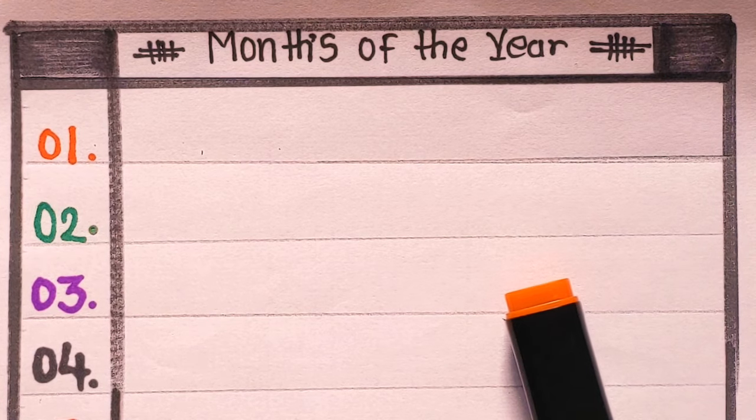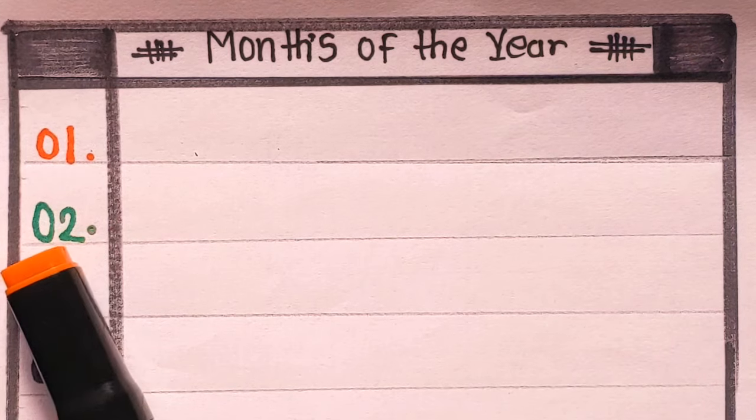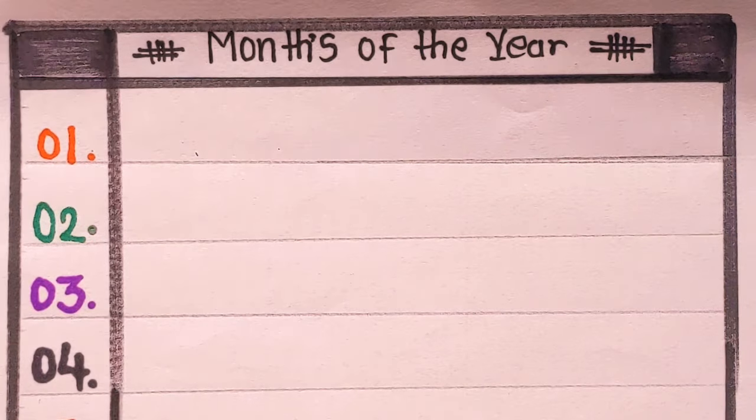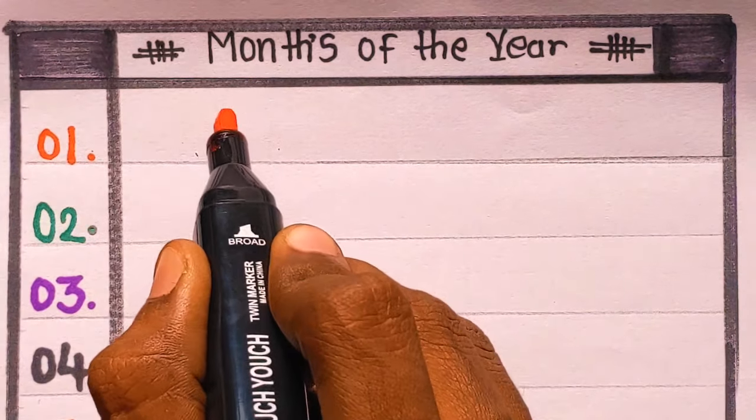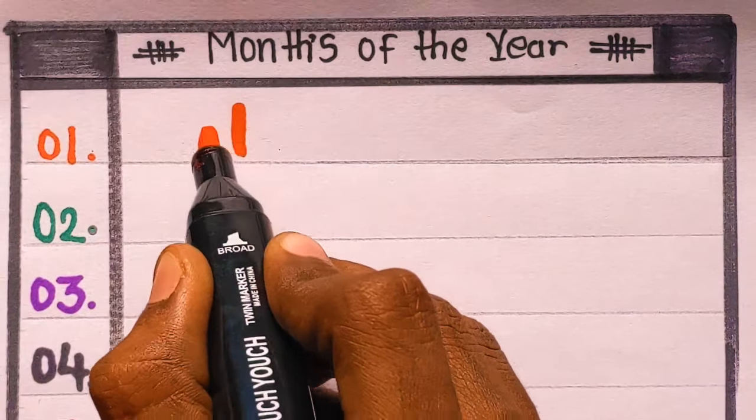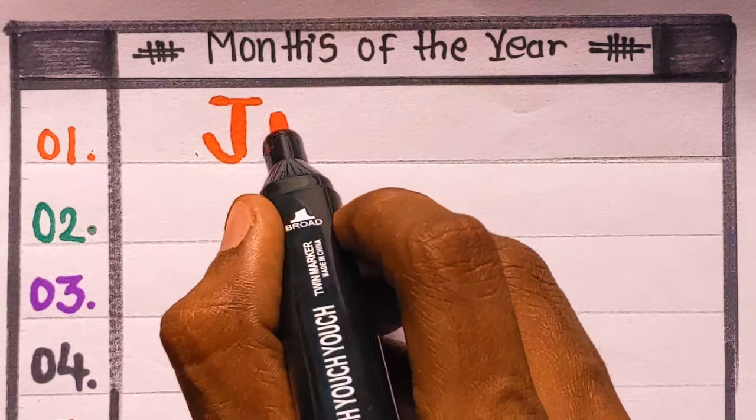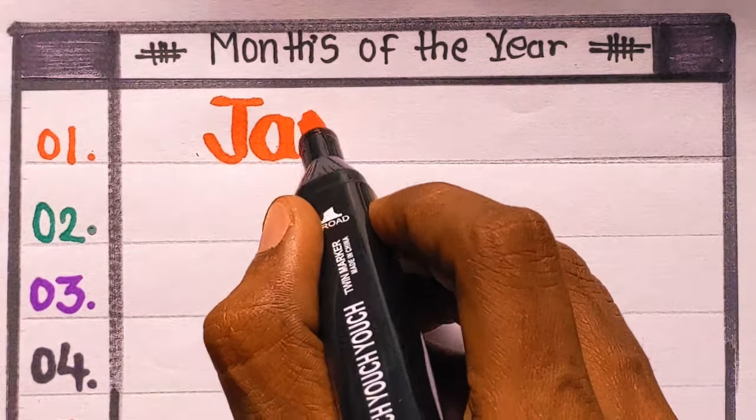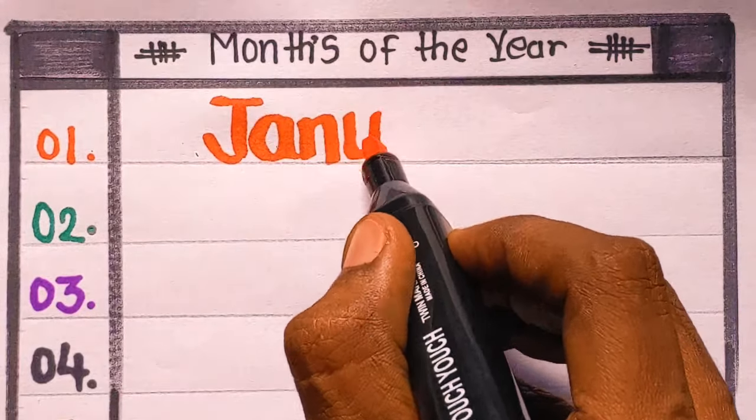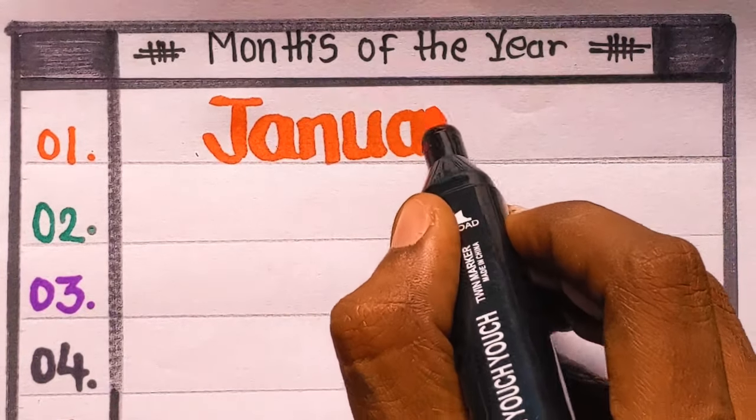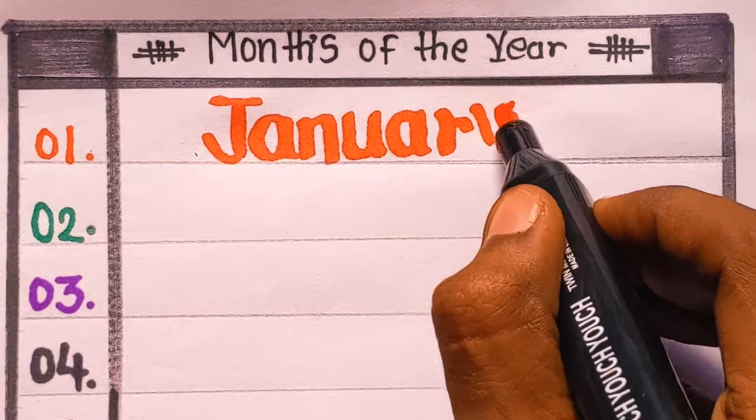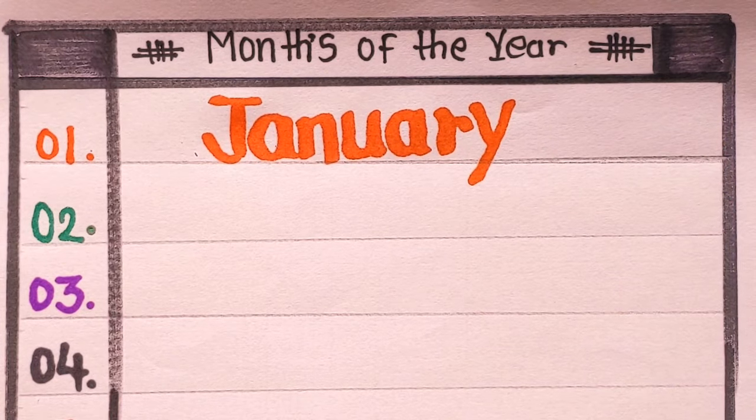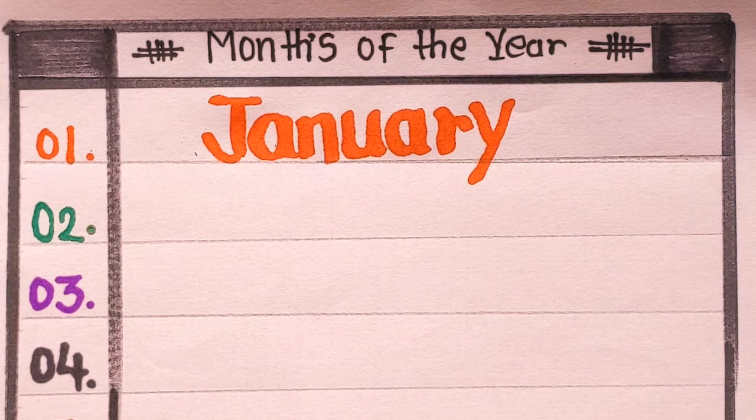In today's class, we are going to write 12 months of the year with their spelling. So, let's get started. First is January. J A N U A R Y, January, orange color.